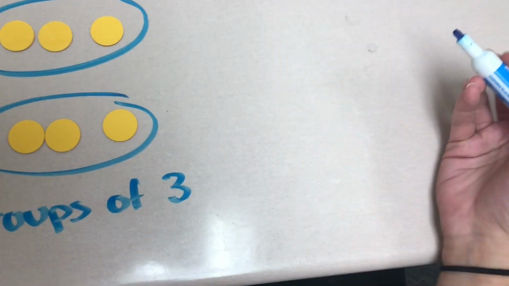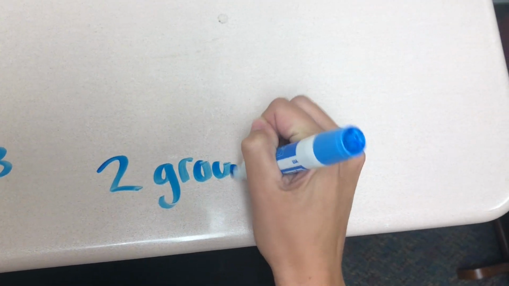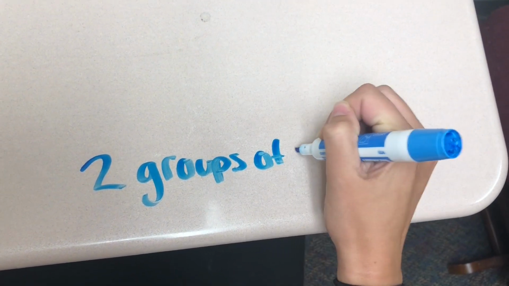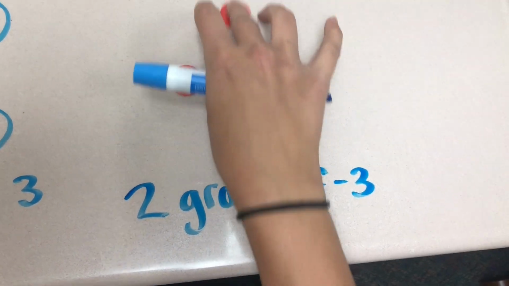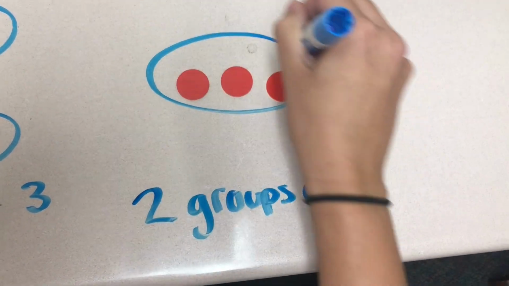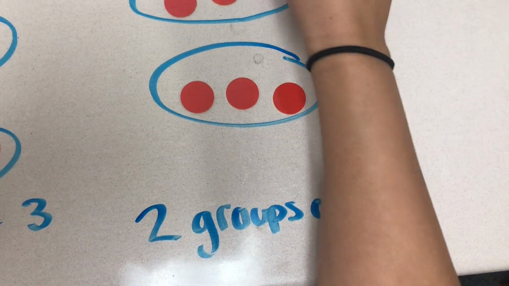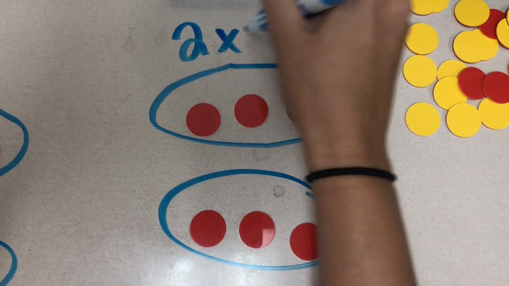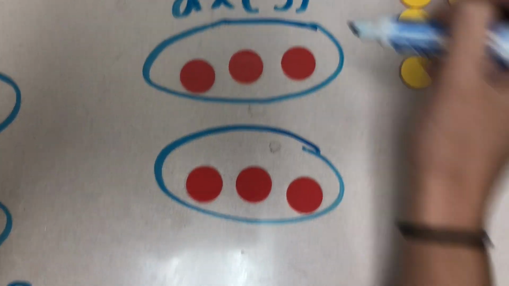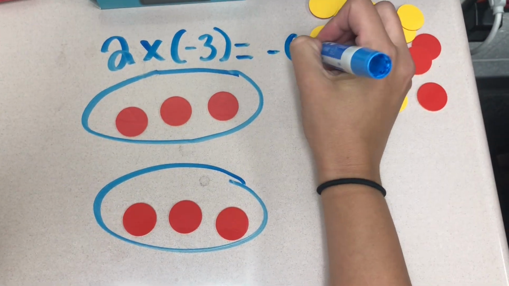Now, if we have negatives, if we have 2 groups of -3, it would be the same. I've got one group of -3 right here. I've got another group of -3 right here. So this would be 2 times -3. And I have a total of 6 negatives. So that gives me -6.